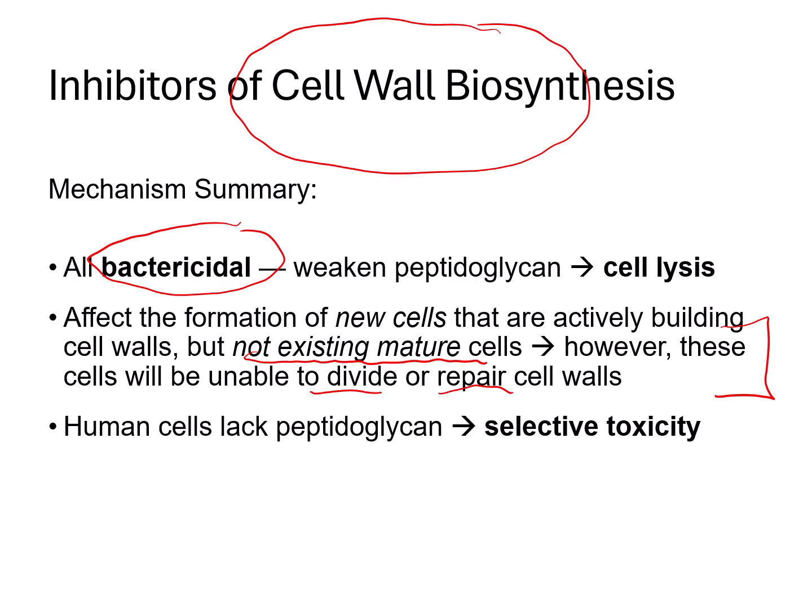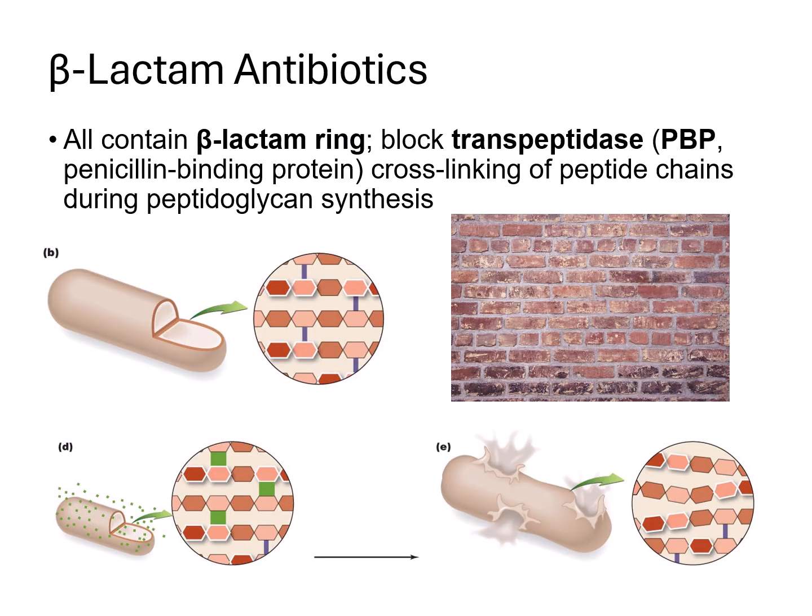Luckily, human cells, we don't have peptidoglycan, we don't have cell walls. So these drugs show excellent selective toxicity where they affect the bacterium involved or the bacteria involved, but they don't affect our cells. Out of all of the drugs that target the cell wall, the most famous group is probably this group, the beta-lactam antibiotics.